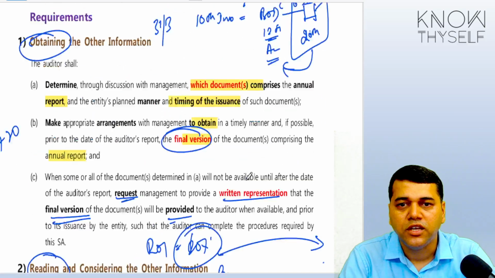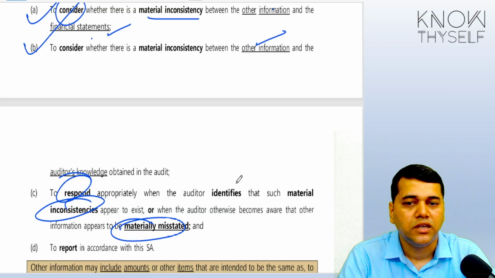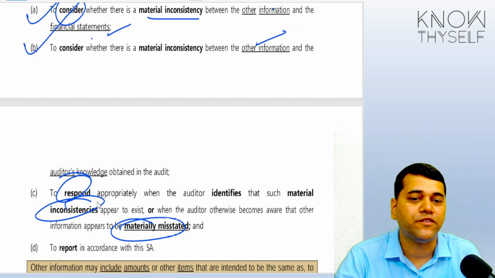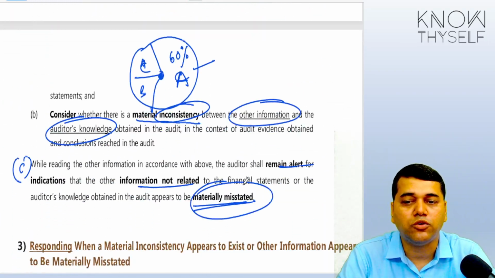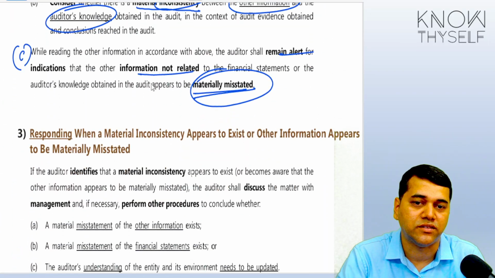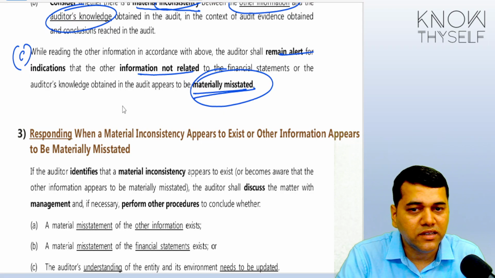Yes, with this, you are done with the first objective and the second objective. Now one question comes: what if you identify an inconsistency? Next, you have to respond to the inconsistency. See students, inconsistency will take two forms. When we say inconsistency, what does it mean?